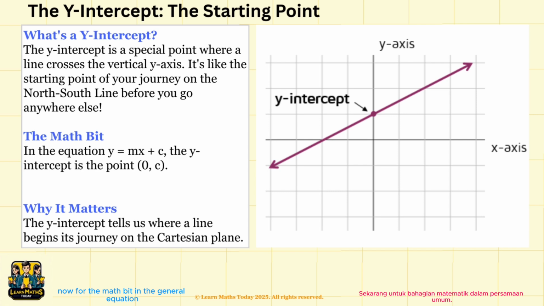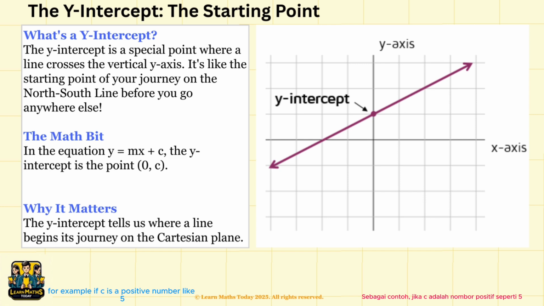Now for the math bit. In the general equation y = mx + c, the y-intercept is always the point (0, c). This means that at the very moment when the x-coordinate is 0, which is always true for any point on the y-axis, the y-coordinate will be c. Why does this matter so much? The y-intercept tells us precisely where a line begins its journey or crosses the y-axis on the Cartesian plane. It's crucial for plotting lines accurately and understanding their position.